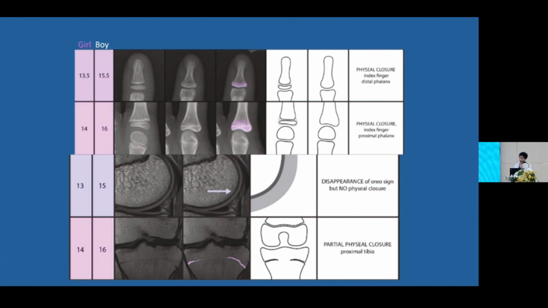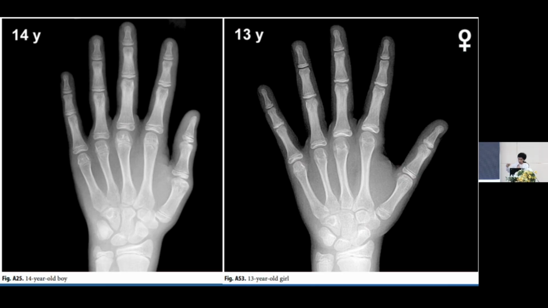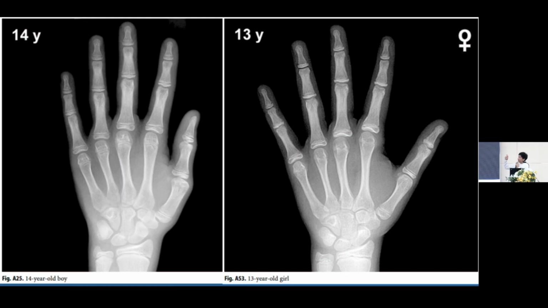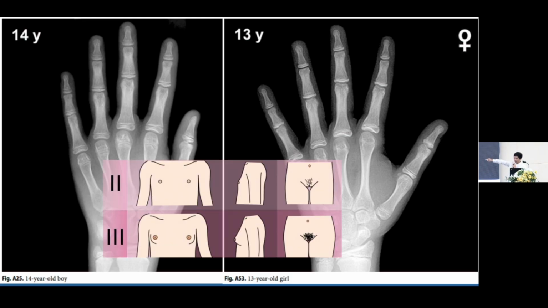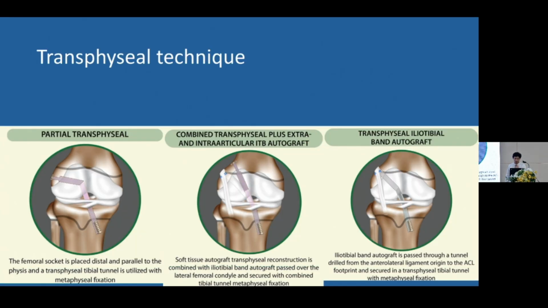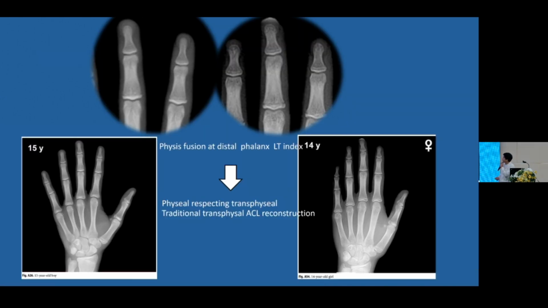Okay, the second group, the physis continues to fuse, but it's not fused. You cannot violate the physis. You only do the all-epiphyseal physeal technique. Oh, sorry. The patient is 13 to 14 years old. The index finger, you can see the physis is not fused. The treatment option, okay. The Tanner stage is 2 to 3. The treatment option is the all-epiphyseal technique or partial transphyseal techniques. Okay.